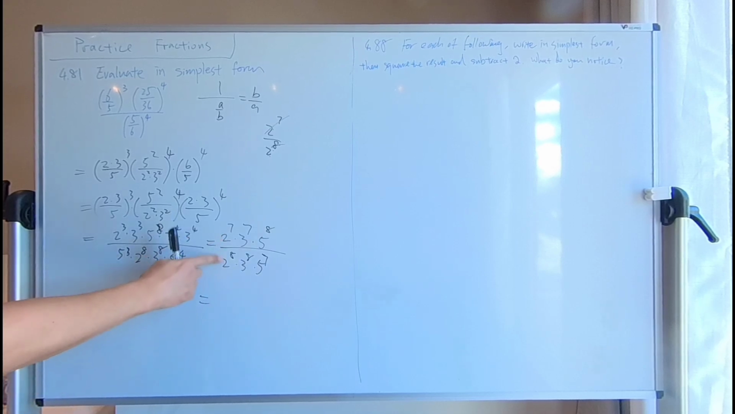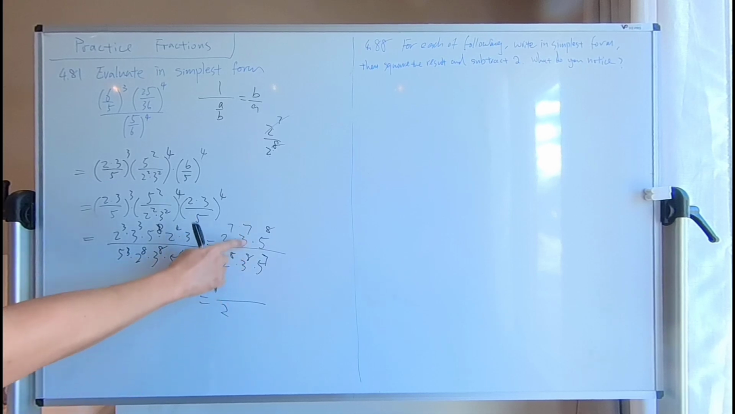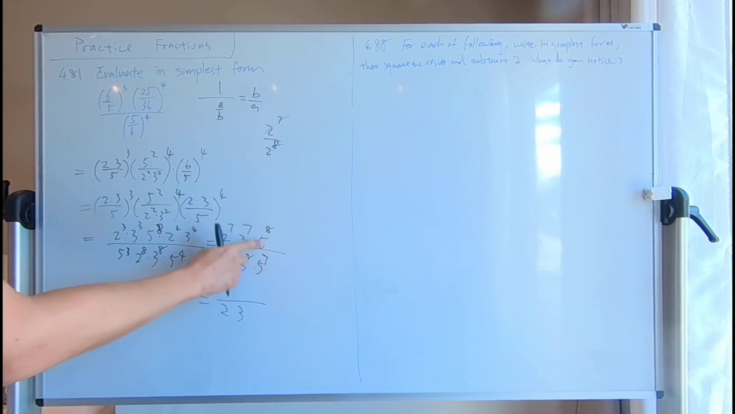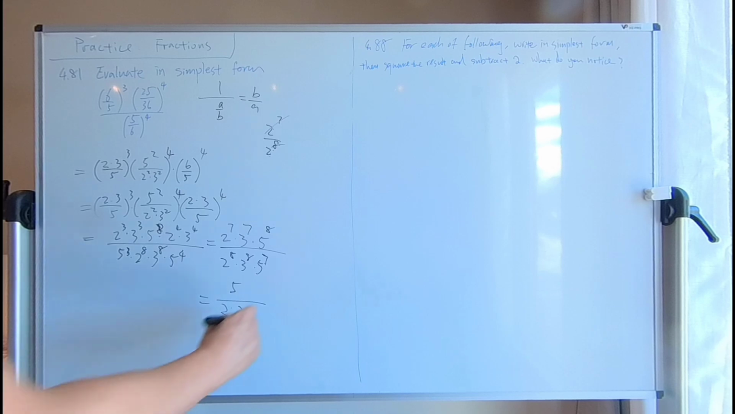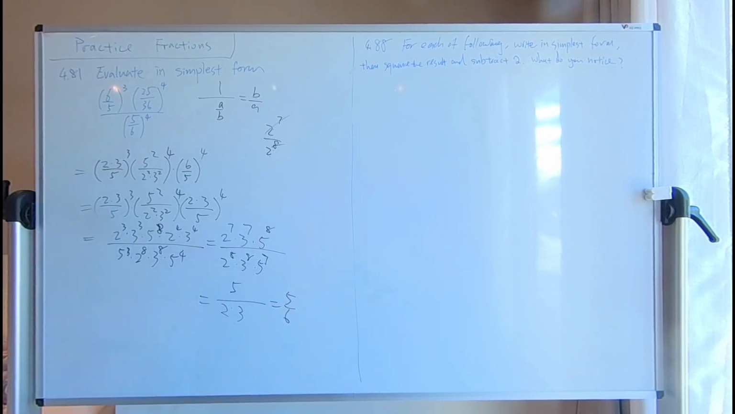Similarly, for 2, I have 1 left here. For 3, 8 is 1 plus 7, so I have one 3 here. For 5, 8 is 1 plus 7, so I have a 5 here. And that's all that's left. So then it's 5 over 6, and there are no further common factors, and that's the simplest form.